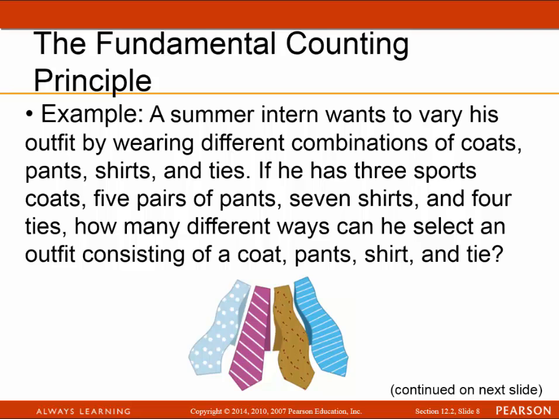So here's another example. A summer intern wants to vary his outfit by wearing different combinations of coats, pants, shirts, and ties. If he has 3 sports coats, 5 pairs of pants, 7 shirts, and 4 ties, how many different ways can he select an outfit consisting of a coat, pants, shirt, and a tie?